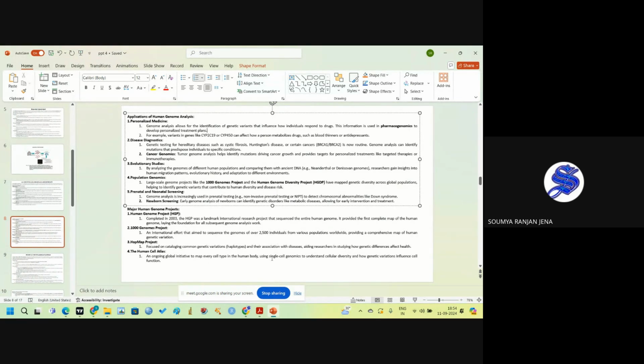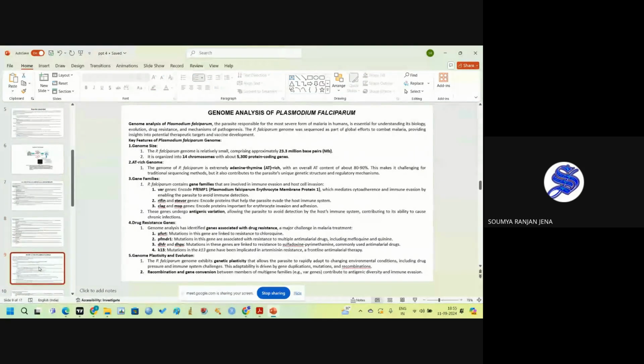Nowadays, researchers are using single cell genomics, single cell proteomics, and single cell transcriptomics to study cellular diversity or how genetic variation influences cell function. Because if we know the cell functions, then we will go to the tissue, then to the organism. This is the major focus of human genome project studies.